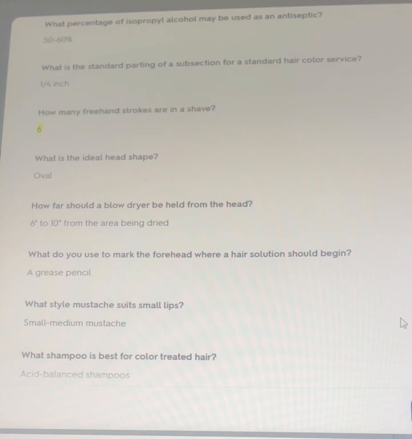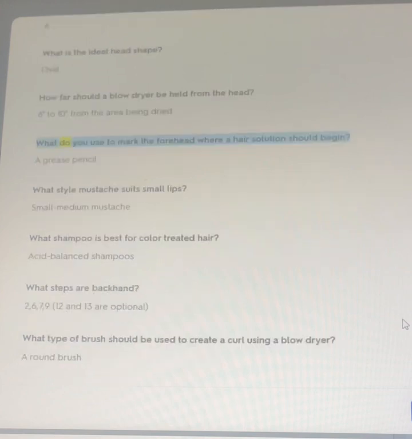6. What is the ideal head shape? Oval. How far should a blow dryer be held from the head? 6 to 10 inches from the area being dried. What do you use to mark the forehead where a hair solution should begin? A grease pencil. What style mustache suits small lips?